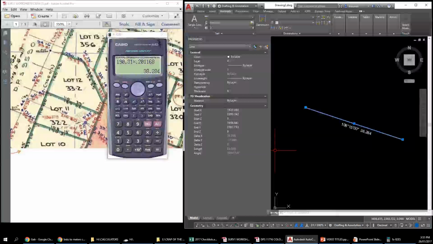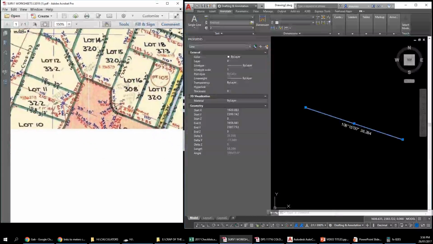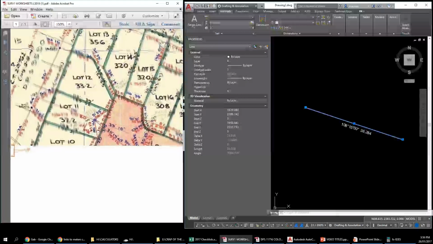Okay, so let's move on to the next one, which is 102.00. So that's 102 times 0.201168, and that's 20.519. Okay, now we've got a bearing there, but we can't quite see it.